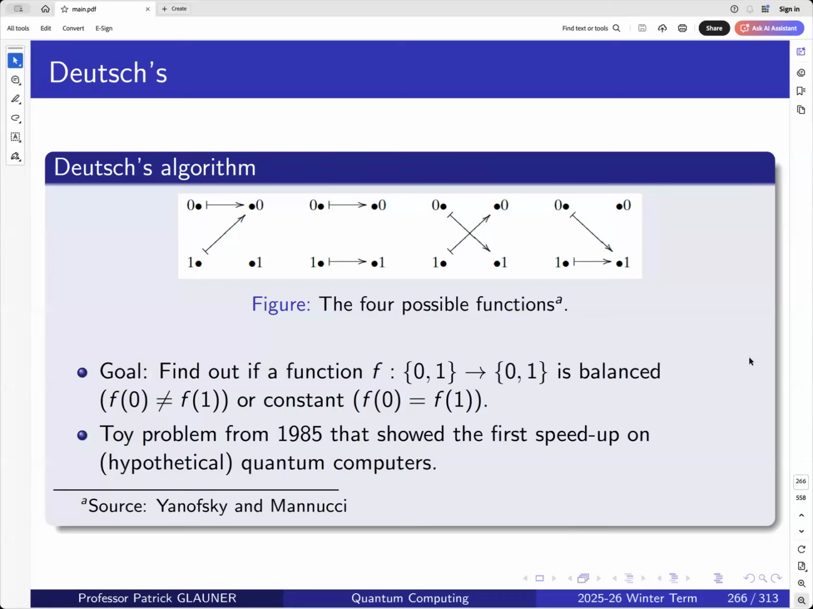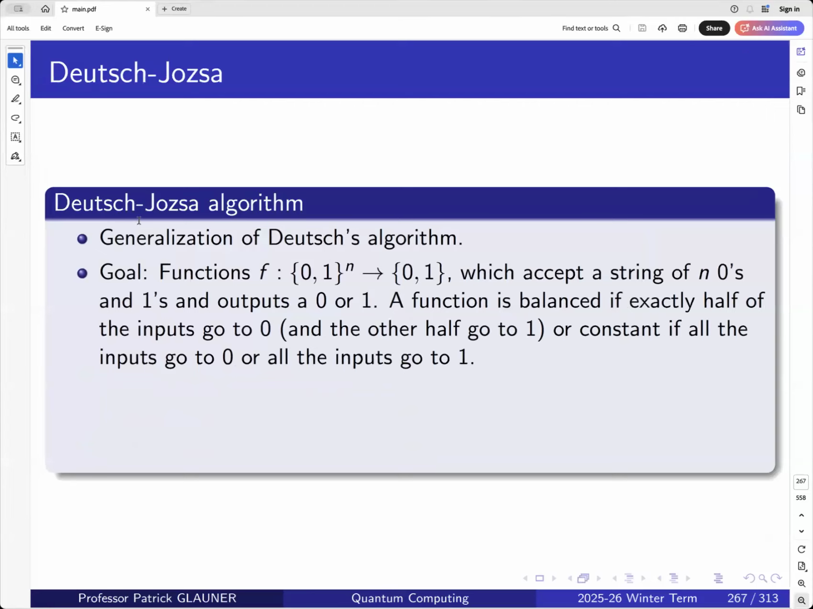A few years later, this problem was extended, and this is the Deutsch-Jozsa algorithm. It's a generalization of the Deutsch algorithm. What it does is, now imagine our function has n inputs, and each of the inputs is 0 or 1. So we have eventually a string of inputs, and they are 0s and 1s combined in some way. And such a string would be mapped to either 0 or 1.